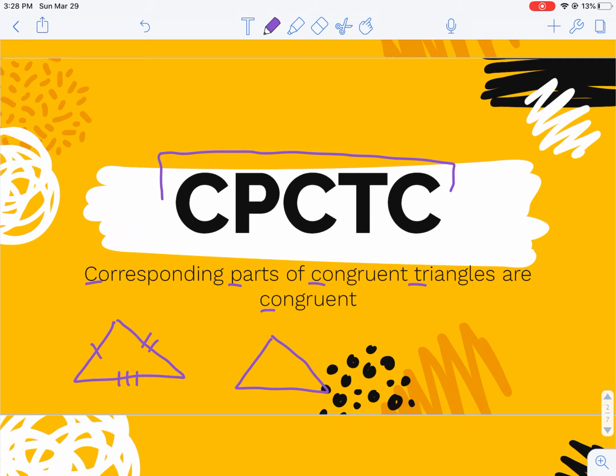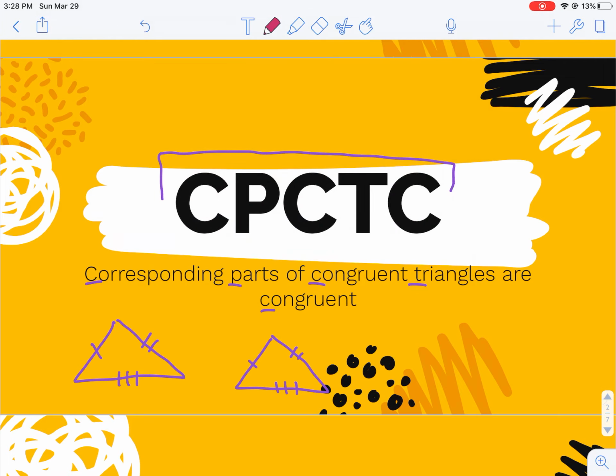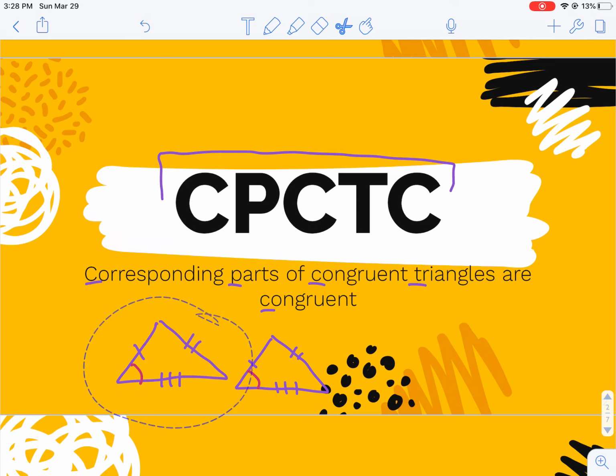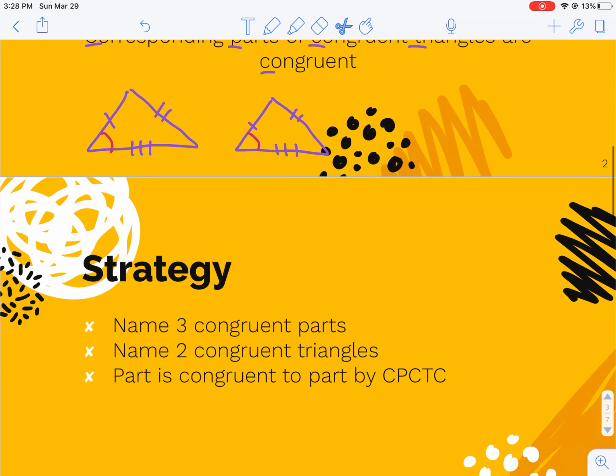So let's say I used side, side, side in my proof. Well, I didn't actually prove that these two pink angles were congruent, but because the triangles are congruent, everything that corresponds, so everything in the same assigned seat, will also be congruent.